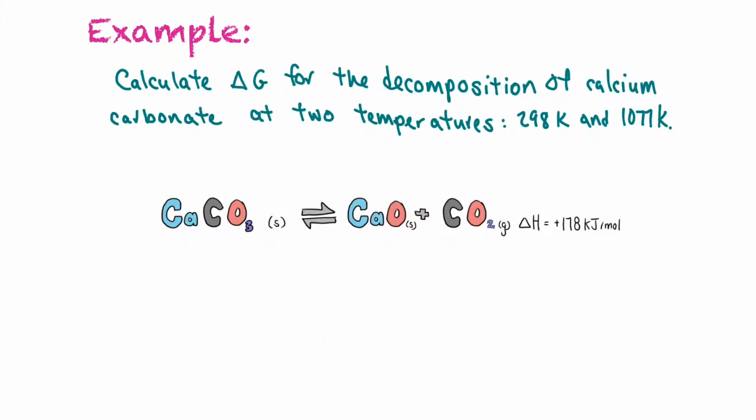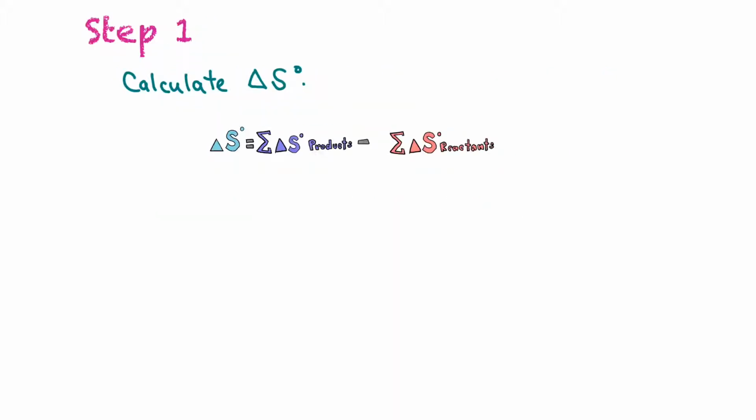So in this example, we're being asked to calculate the delta G for the decomposition of calcium carbonate at two different temperatures, 298 Kelvin and 1077 Kelvin. So first we need to calculate delta S.